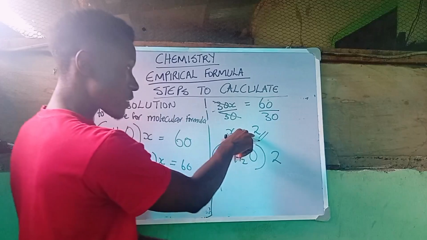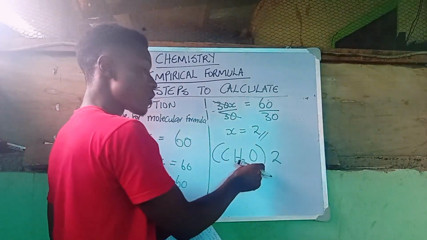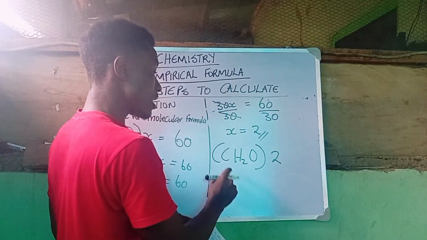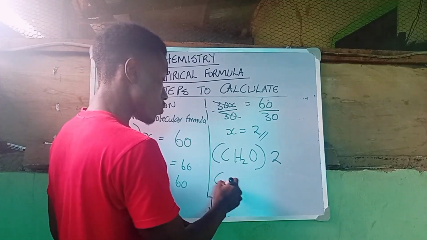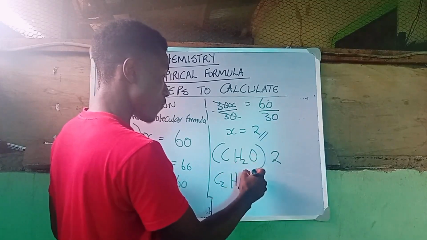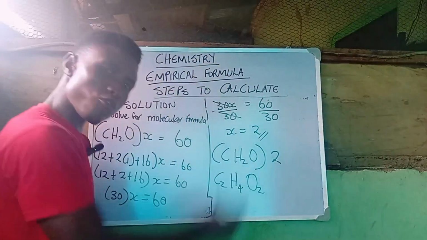2, right? Because of the x, the 2 here is the unknown. So we are going to use this 2 to multiply everything that is in this bracket. Remember when I said it? So 2 times C is going to be C2. So we are going to have H4, and we are going to have O2, right? So this is the molecular formula.